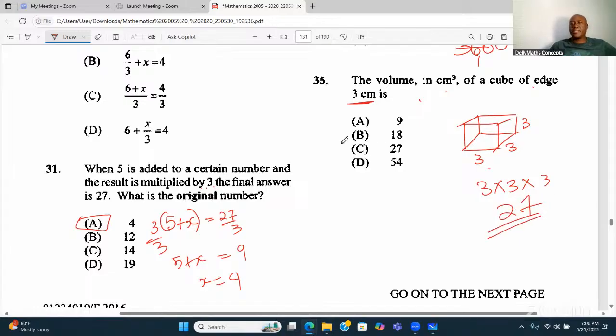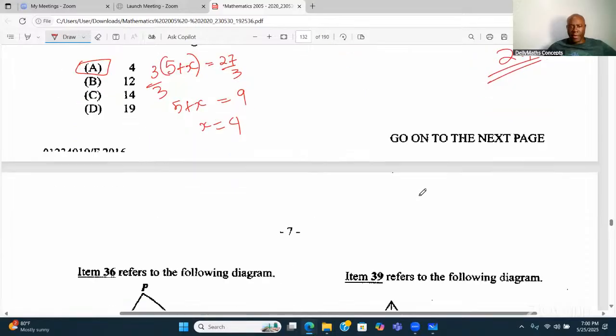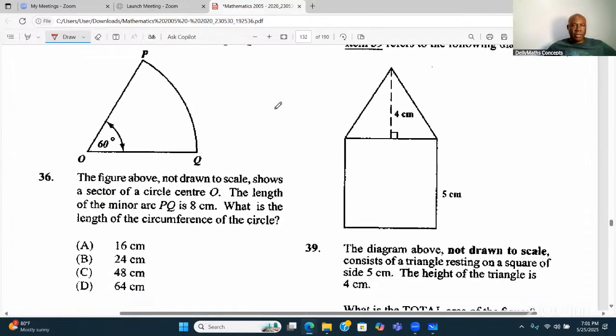27 it is. So there it is, right? Be careful, the 35 is 27. Don't pick 9, as people may think, okay? All right, let's go with 36.